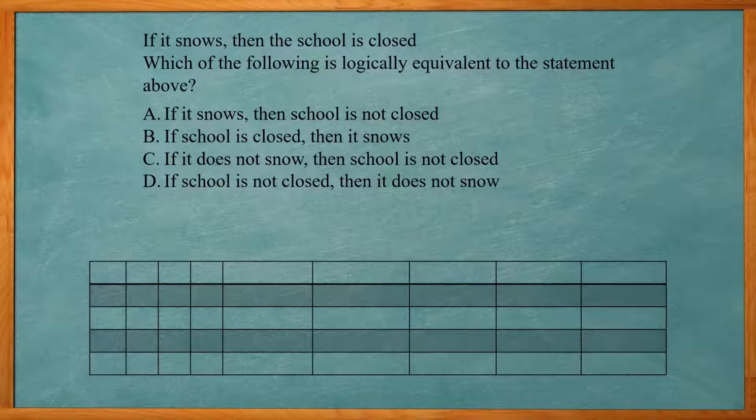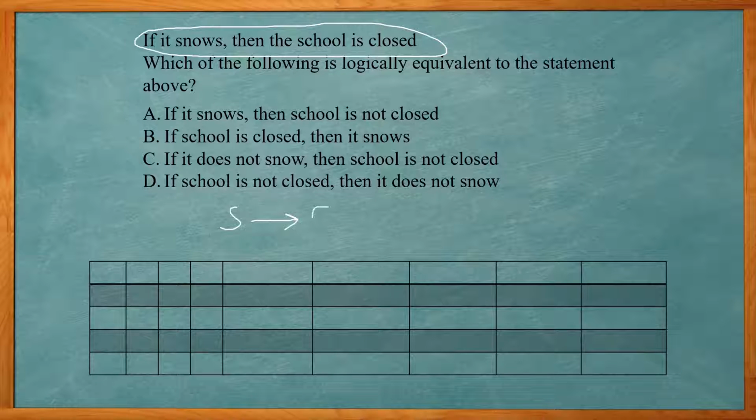Now to be equivalent, the truth table of the two statements need to be the same. So we're going through the truth statement for all of these. So here we have, if it snows, then it will close. That's our premise that we have up here. So that's implication, if, then. I'll use S for snow. If it snows, then that implies that the school is closed. We'll use C for close.